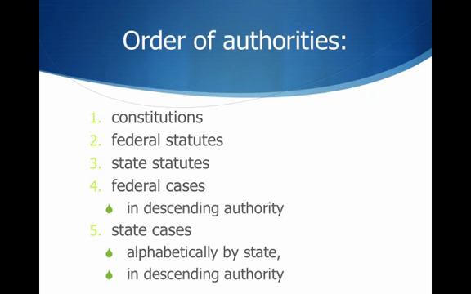And in your federal cases, put them in descending authority, meaning start with Supreme Court cases first, then move to your Circuit Court of Appeals, ending finally with any district court cases you may have. State cases come after any federal cases. Those should be listed alphabetically by state if you're citing more than one jurisdiction, and then within a jurisdiction, arrange them in descending authority, again starting with the court of last resort, then going to any middle court of appeals, and ending with any trial court opinions.